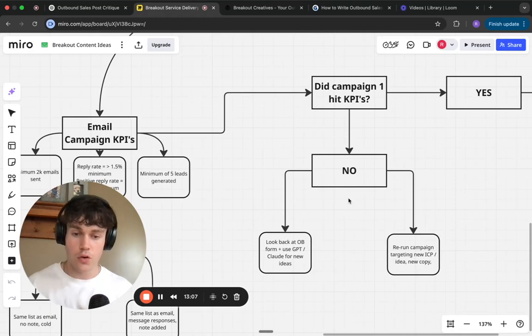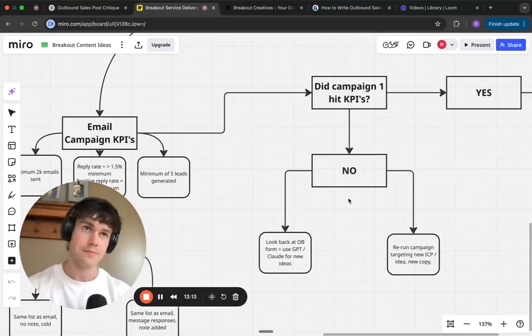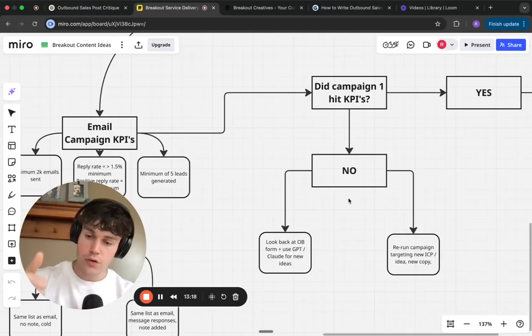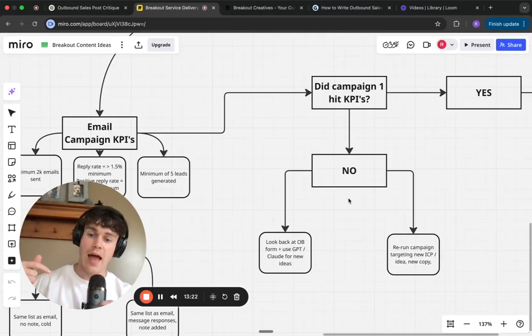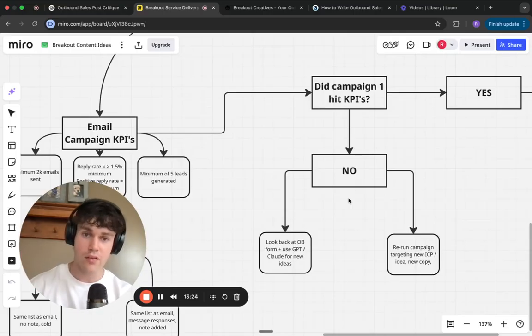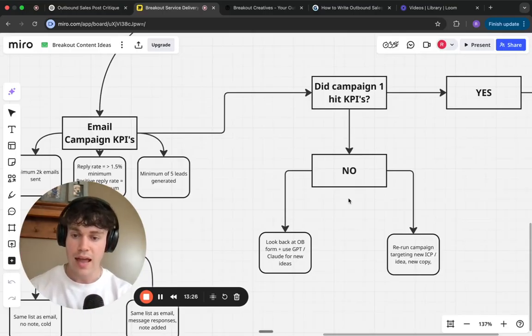Go into GPT-4 or go into Claude. You can do 3.5 or 3.7. I think they're both great. And upload the copy that you're using, tell it the market that you're getting in touch with, and tell it the metrics of the campaign that you've currently run, and say, can you help me diagnose the problem and come up with new campaign ideas?